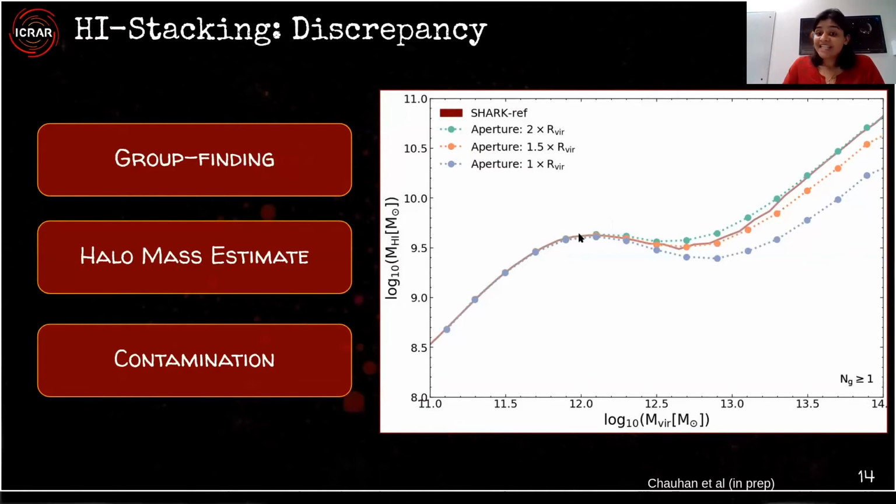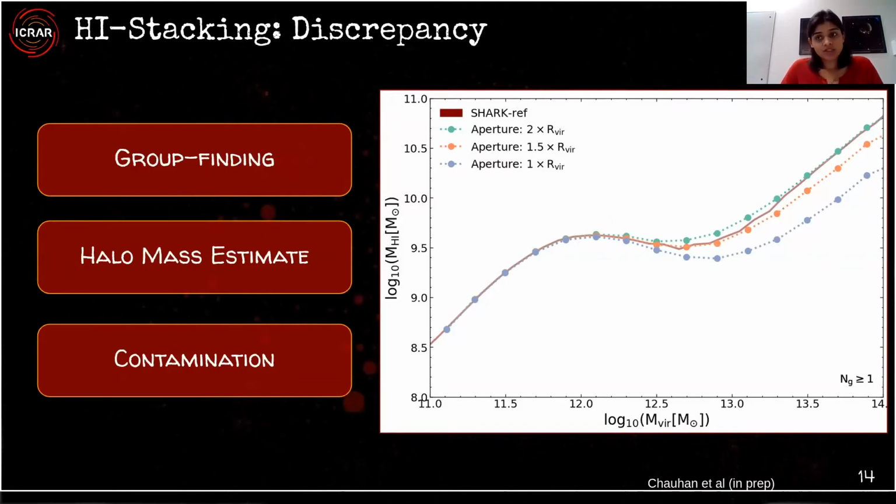What becomes evident is that, though there are some differences in the amount of H1 that is recovered for every halo, the intrinsic shape still remains there. So it's not the group finding that is changing the shape of the H1-HM relation that we're finding in observations versus the predicted one that we find in SHARK.